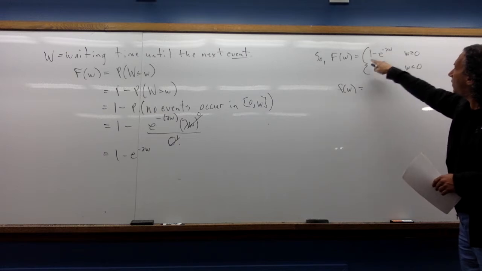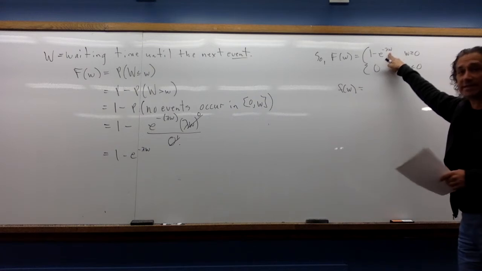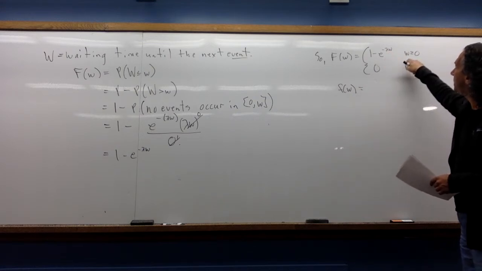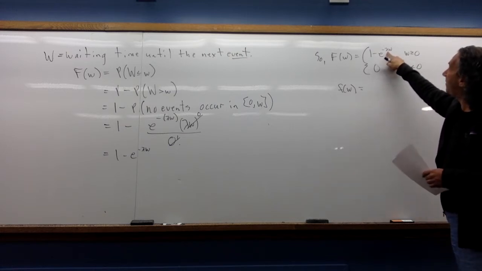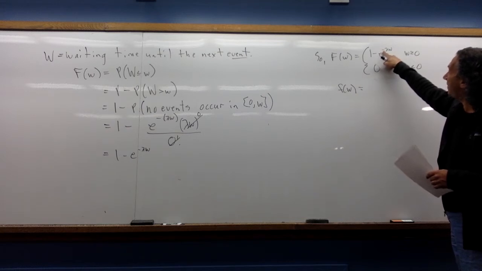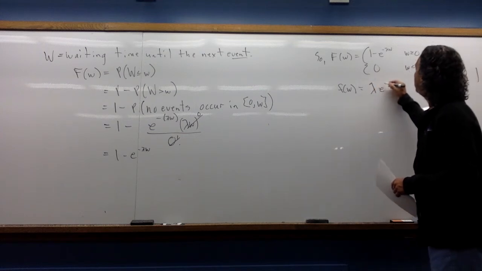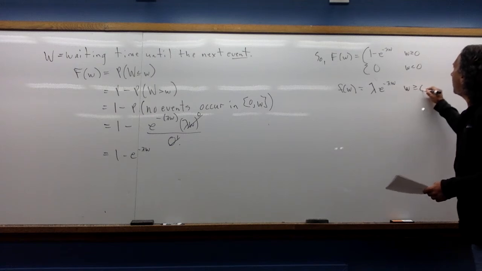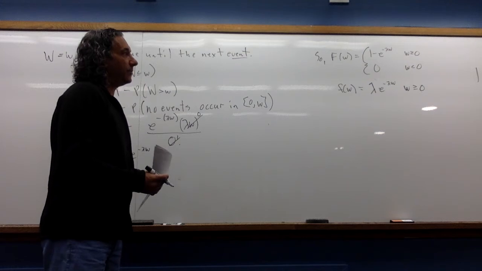The derivative of 1 is 0, and the derivative of e to stuff is e to stuff times the derivative of that stuff, with the derivative being with respect to W. So the derivative of lambda times W, if W is the variable, is just lambda. But we've got a negative here, so the derivative is negative lambda. Negative lambda times a negative becomes positive. So we have lambda e to the minus lambda W, and again, this is the case if W is bigger or equal to 0.